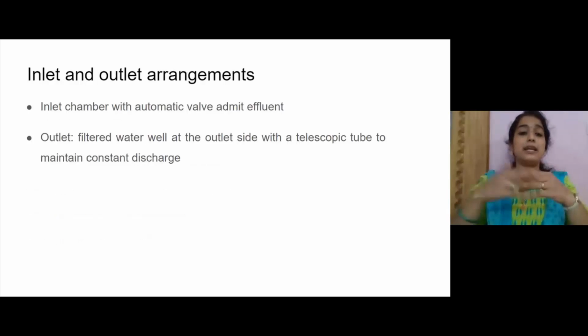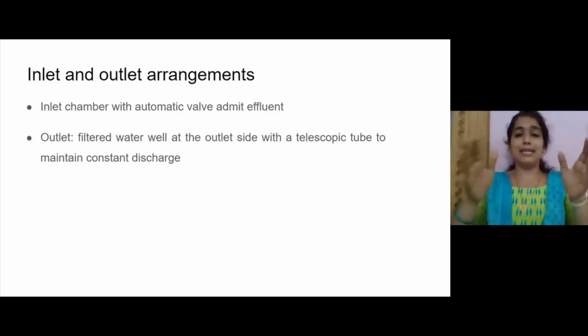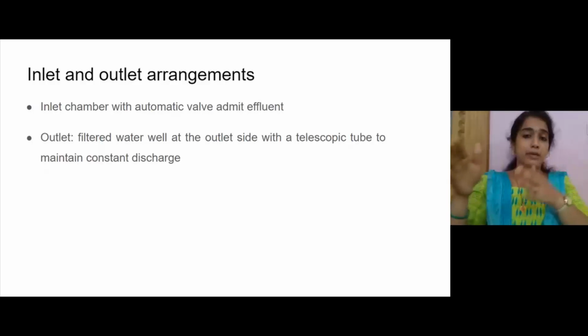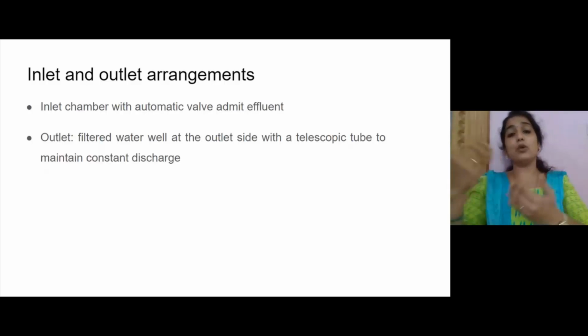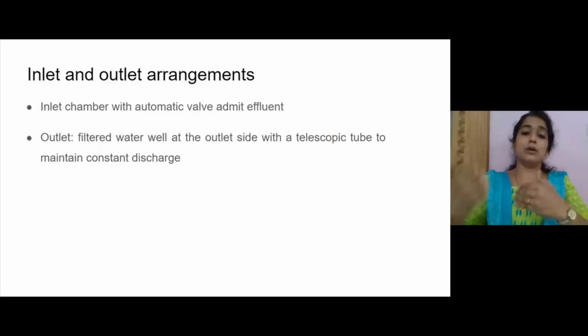Then the next arrangement is the inlet and outlet arrangement. The inlet chamber with an automatic valve admits the effluent. This is the inlet arrangement that we are going to discuss in the coming slides. The outlet is the filtered water well, at the outlet side with a telescopic tube to maintain a constant discharge. These two components will be discussed in the coming slides.